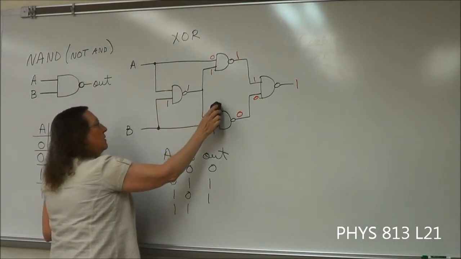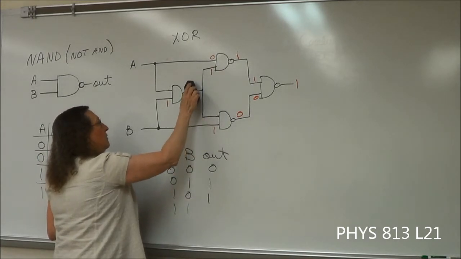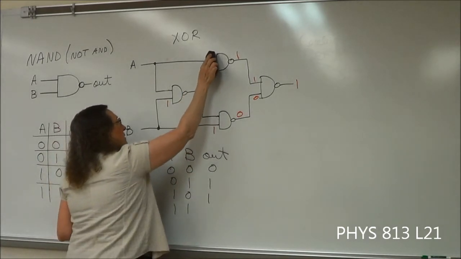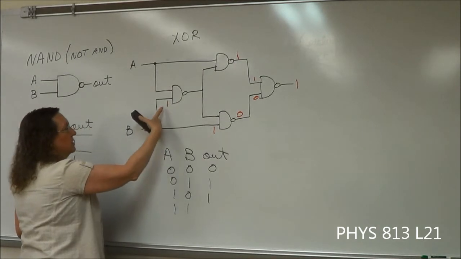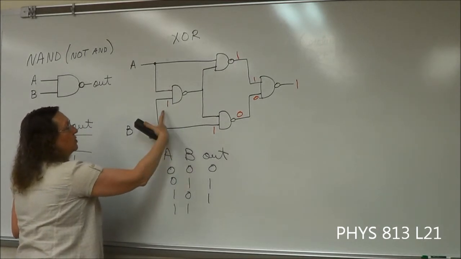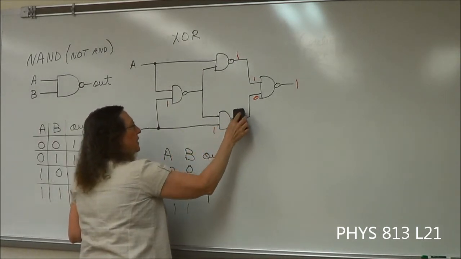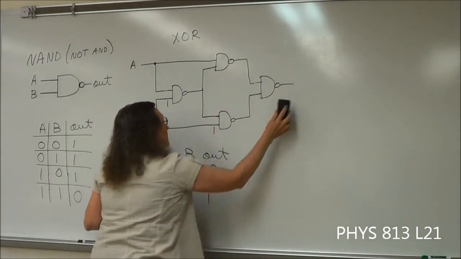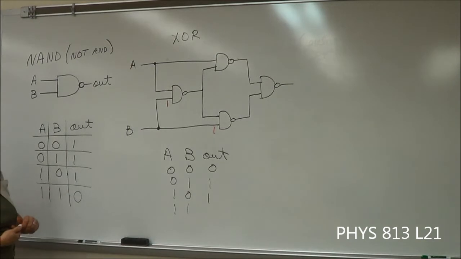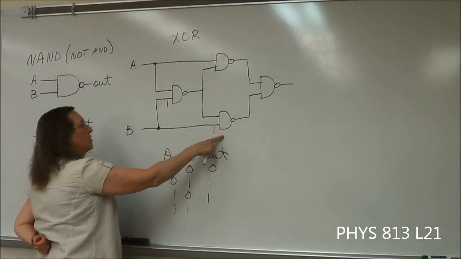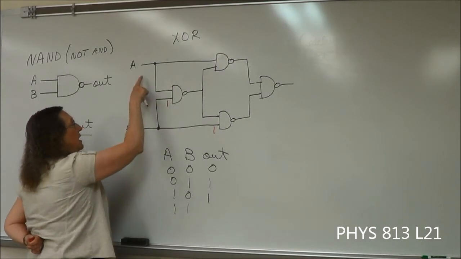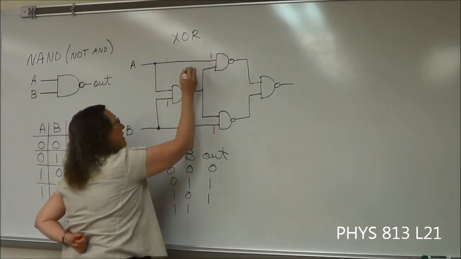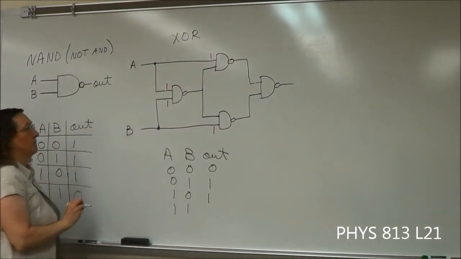Okay, so actually, this one and this one is the only one I'm going to leave. Okay, so A and B both are 1. So B is a 1 that goes here, a 1 that goes here. A is a 1 that goes here, and it also goes here.